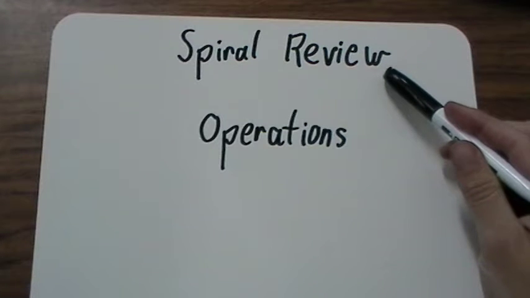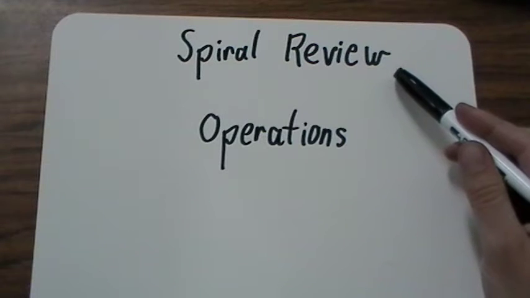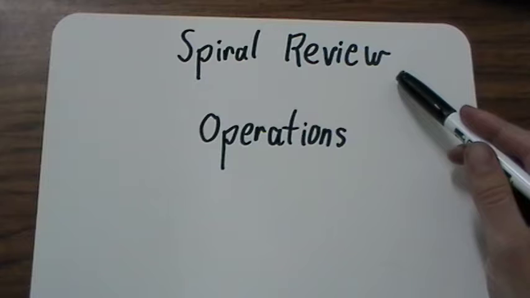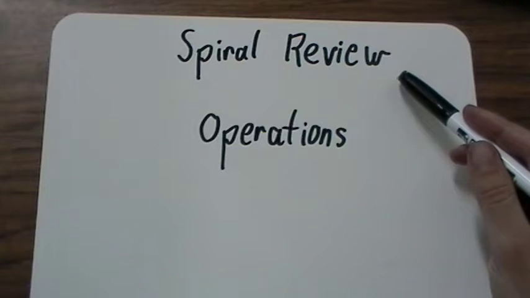Spiral review takes place when skills that have been previously taught resurface throughout the school year and even into future school years. Now, why is spiral review important? Well, it's an opportunity for you to revisit and interact with ideas that you need in order to be proficient at higher levels of work. It also provides you with a chance to strengthen areas that maybe you didn't completely master in previous grades.